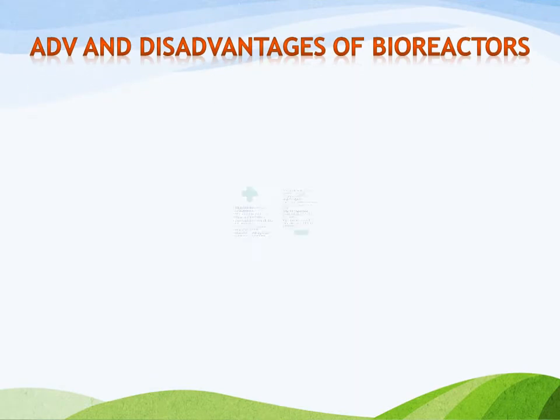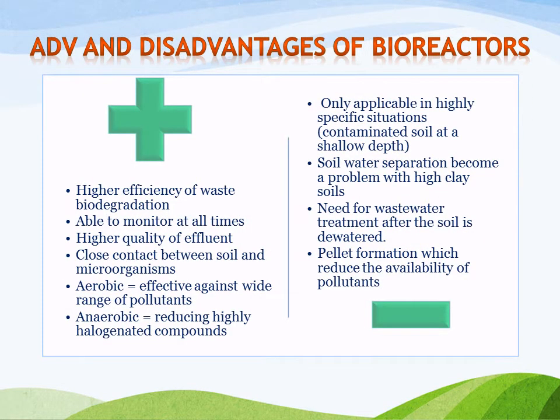The advantages of bioreactors are high efficiency of waste biodegradation and the ability to monitor at all times. There are two types of process: aerobic and anaerobic. The disadvantages are that pellets will be formed in the reactors and there is also a need for wastewater treatment after the soil is treated.